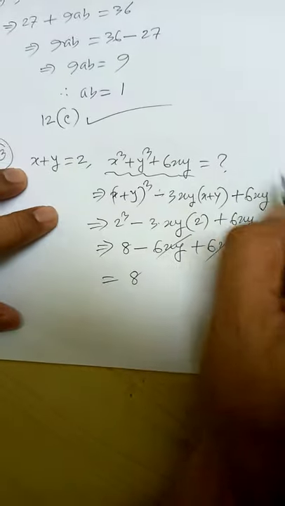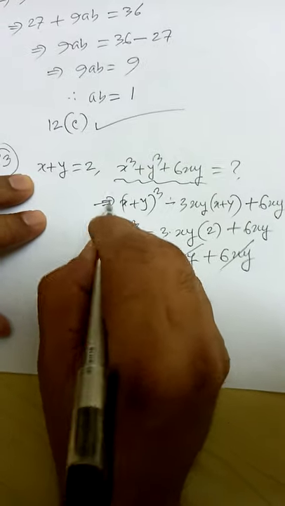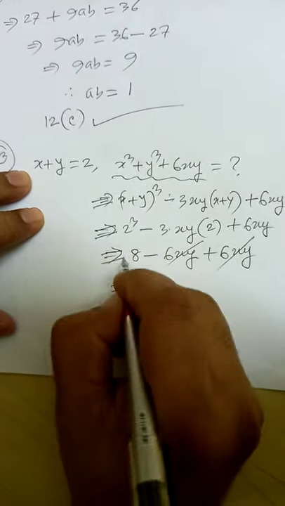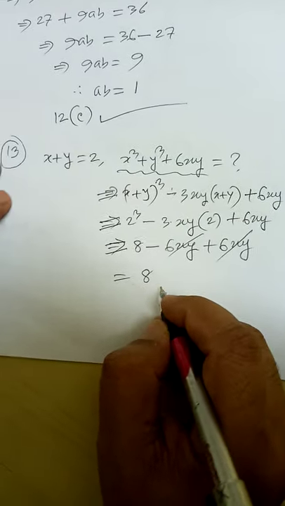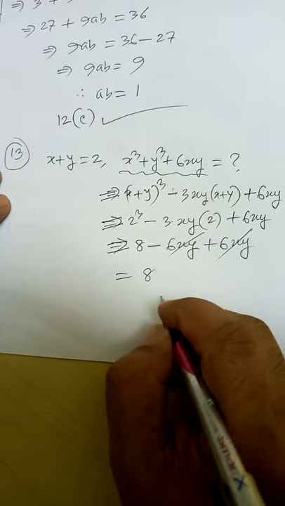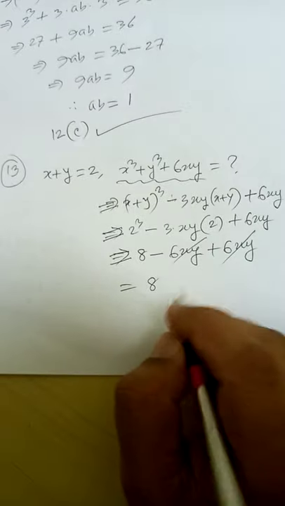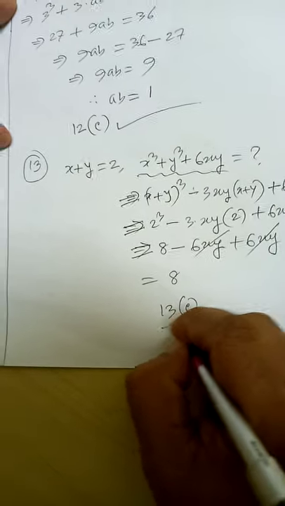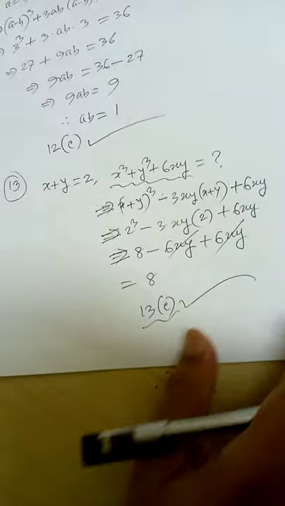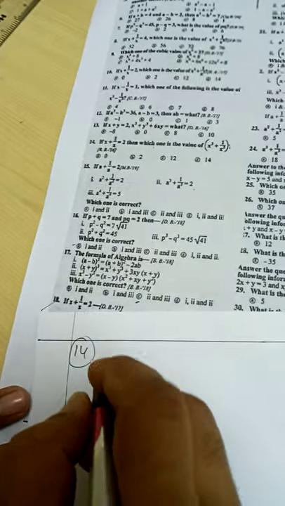Look, there is no right side, so students, you have to write the equal sign directly. So question number 13, 8 is correct. 13c number is 8, so 13c is correct. Number 13 finished.